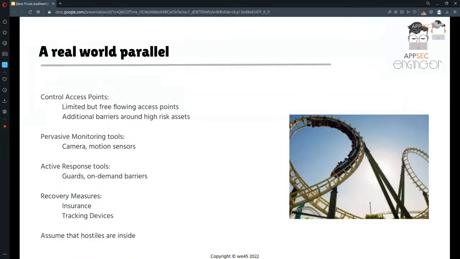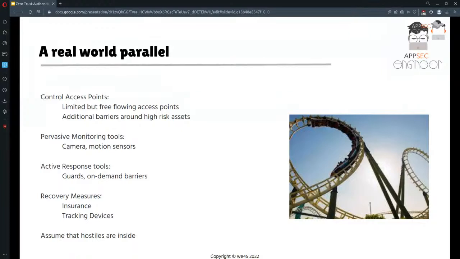So once they've entered the space, you still want to know if they have paid for the super luxury rides, or if they've managed to fast track themselves. Those are also some things that you can use to give them layers of authorization once they've entered the space. And additional barriers around high risk assets. Okay, so this is an interesting one.